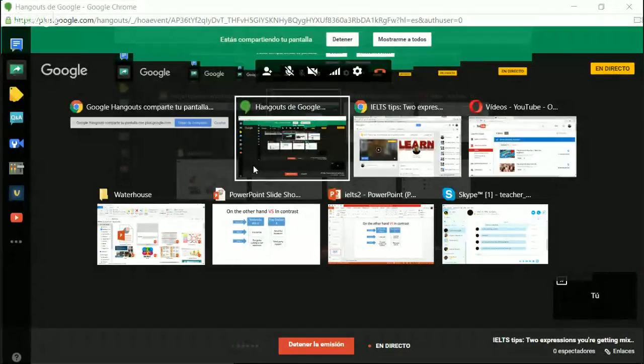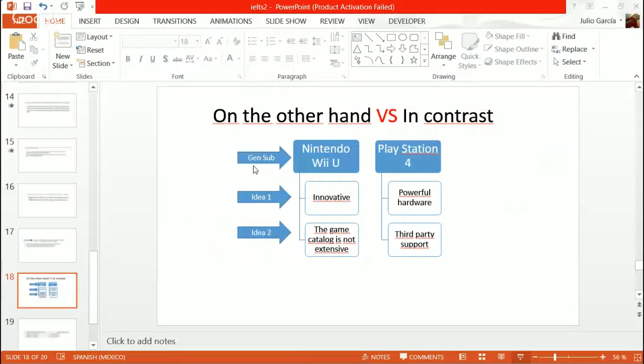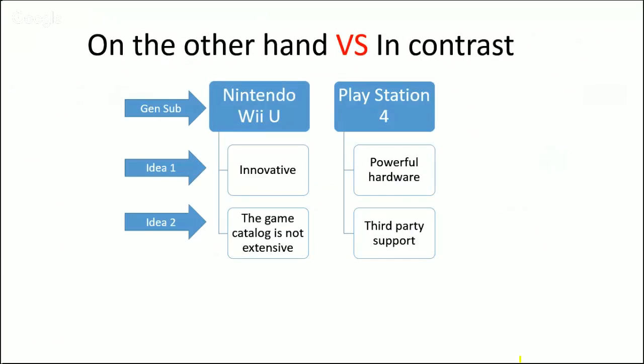So let me share my screen now and let's take a look at a little presentation that I have, so we can take a look at what I'm talking about. All right, so on the other hand, versus in contrast.